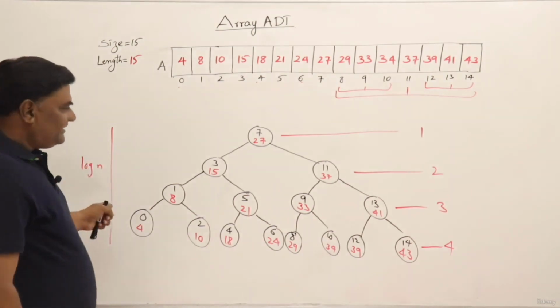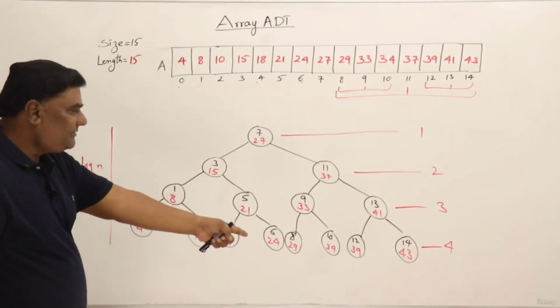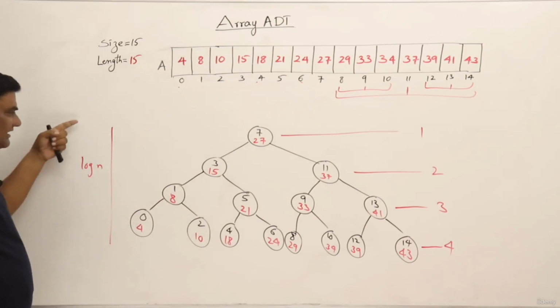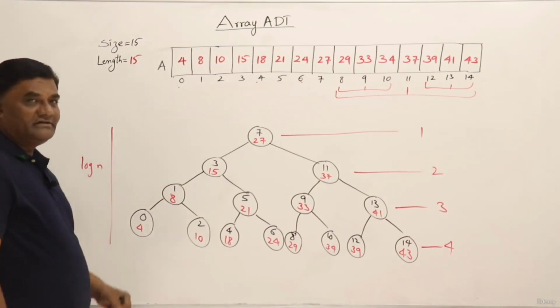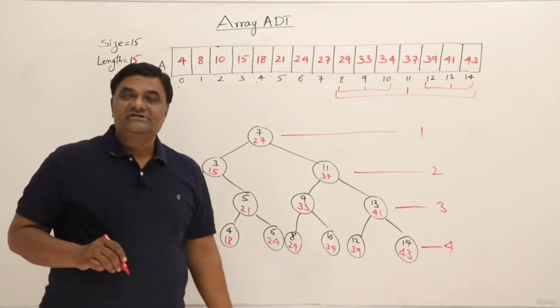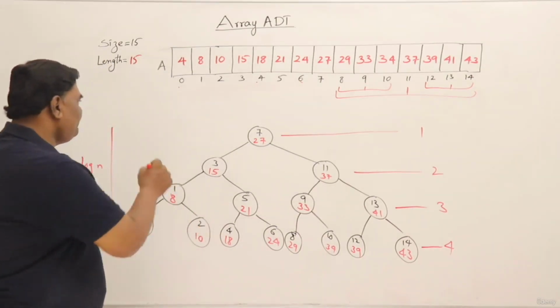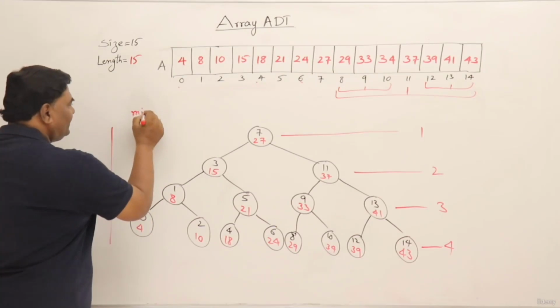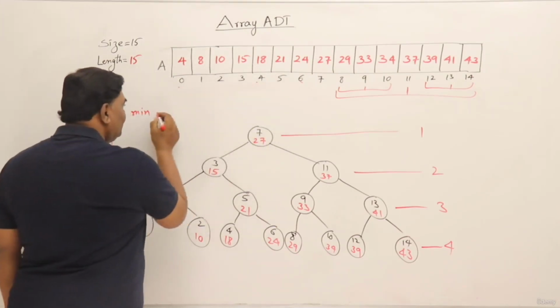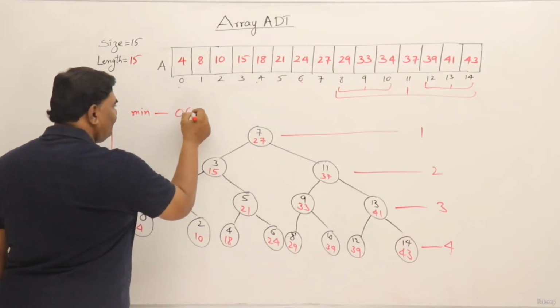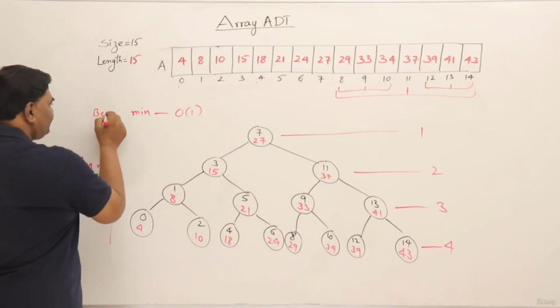So the time taken will be dependent on the number of comparisons, and the number of comparisons are at most log n. So the time taken for searching in binary search is log n. So the minimum time is, if you are searching for an element which is present in the middle, the minimum time is order of 1, so you can say this is the best case.